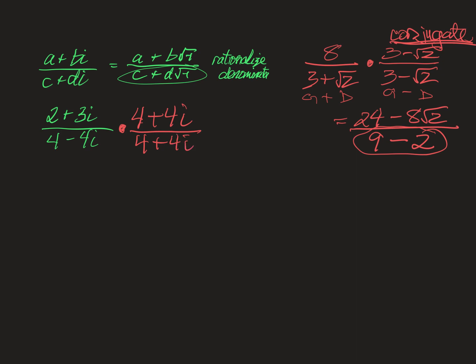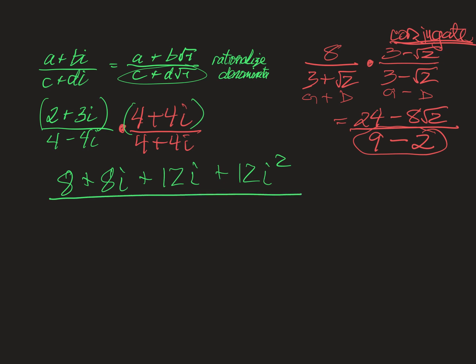And if we do that, this will get rid of the i, the square root of negative 1 in the denominator. So the numerator, we just need to FOIL out. 2 times 4 is 8 plus 8i plus 12i plus 12i squared. Okay? And the denominator becomes a squared minus b squared. So it becomes 16 minus 16i squared.